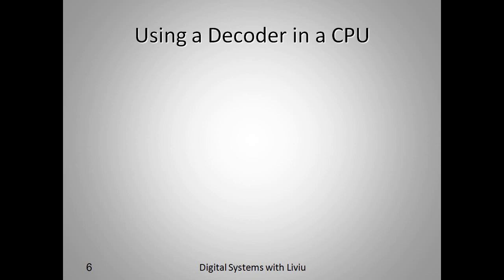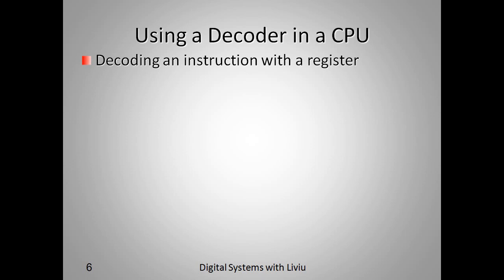Another usage of a decoder can be within a CPU. It is used to decode an instruction with the register code. I've chosen to demonstrate this using the Intel 8051 processor, which is an old processor from the 80s, but it's good enough for the demo.